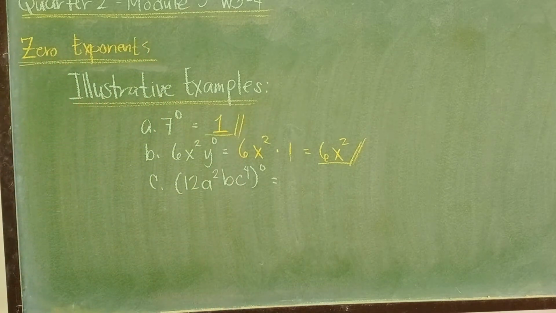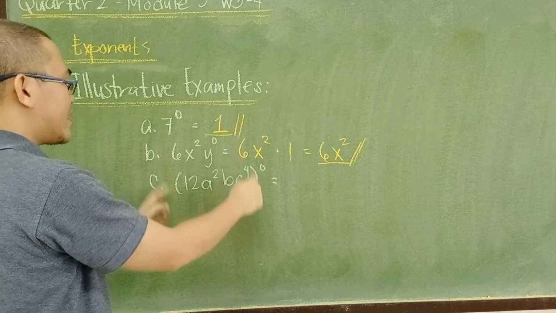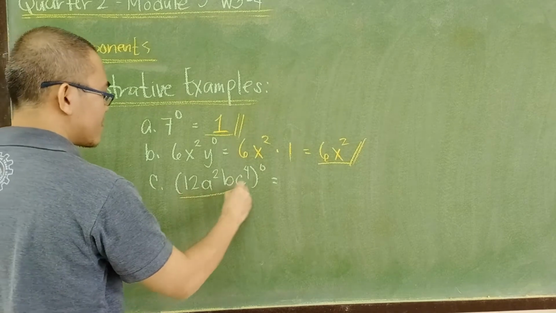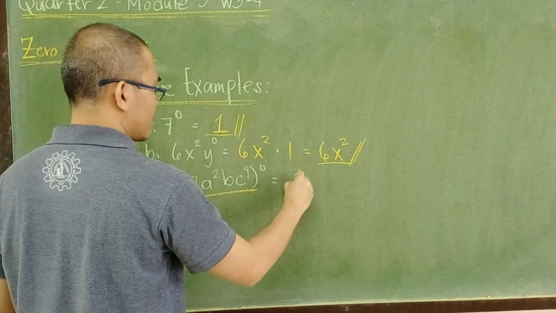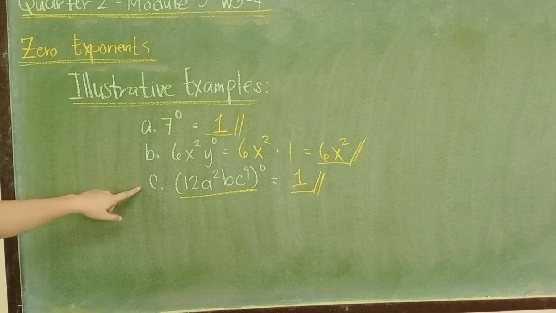Next. Now for letter C, we have parenthesis 12, a raised to 2, b, c raised to 4, close parenthesis, all raised to 0. So in this case, since the terms are in a grouping symbol, all of them are raised to 0. So all of that will be equal to 1.